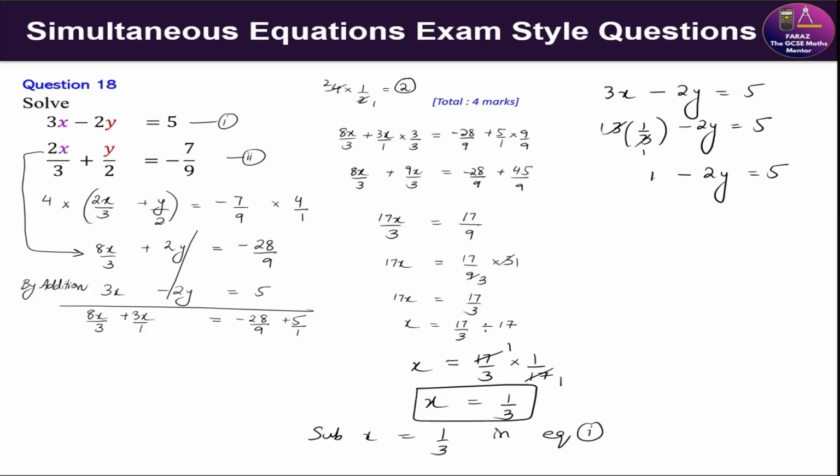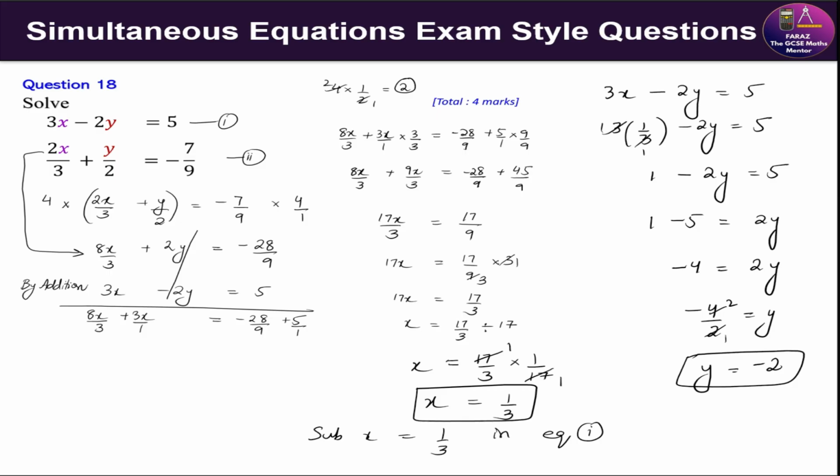Now you have to make y positive, as we have to find the value of y, so it is necessary to make y positive. That's why you have to write 1 minus 5 equals positive 2y. 1 minus 5 is negative 4, which is negative 4 equals 2y, and therefore negative 4 over 2 equals y, which means y equals negative 2. So x is 1 over 3 and y equals negative 2.